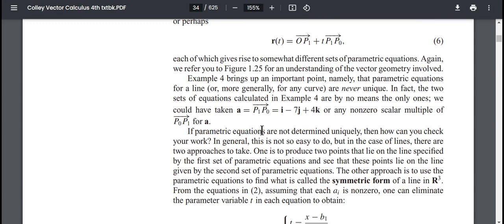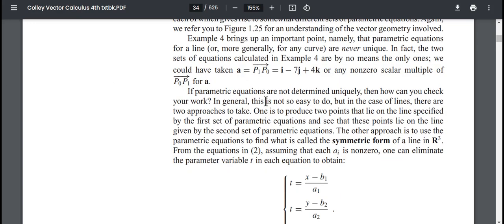So she brings up this question. If parametric equations are not determined uniquely, then how do you check your work? In general, it's not so easy. But in general, for curves, if you get parametric equations for curves, which we haven't really done yet, well, we did do it for the circle, but not generally. So in general, this is not so easy to do. But in the case of lines, there are two approaches to take.